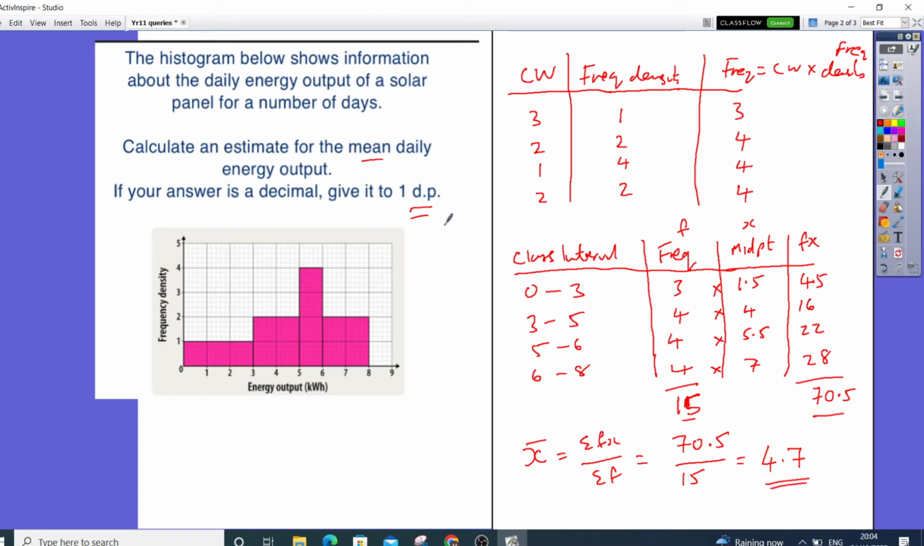Okay, so just double check. It does say to 1 decimal place. Give your answer to 1 decimal place. So calculate the estimate for the daily energy output. So the daily energy output will be 4.7 kWh per day. That's the estimation of the average.